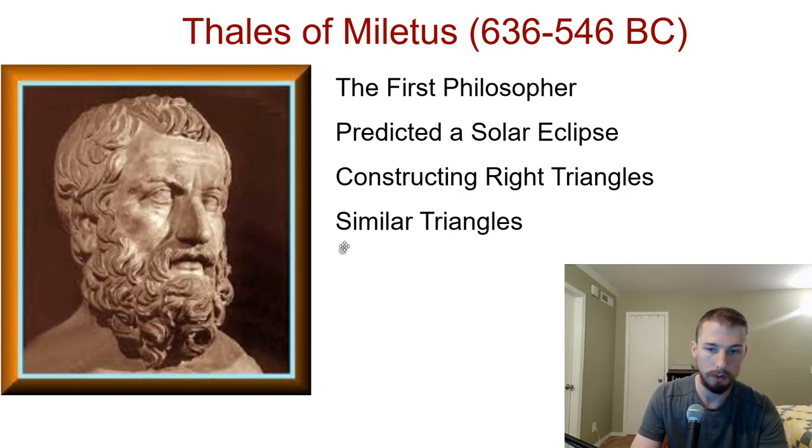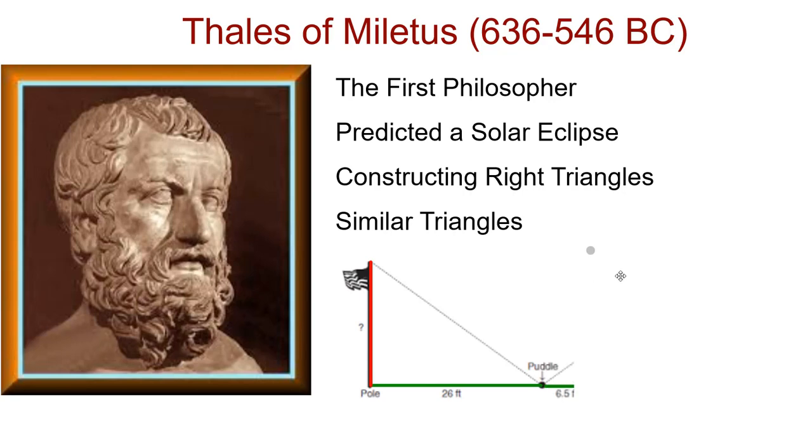So let me show you a little bit about similar triangles real quick, just to show you kind of what's going on here. If we have a puddle that's between us and a flagpole, and if we back up away from the puddle so that we can see the top of the flagpole in the center of the puddle, and we measure the height to our eyes and the distance from directly below our eyes to the center of the puddle, and from the puddle to the end of the pole, we can actually indirectly measure and find out the height of the flagpole.